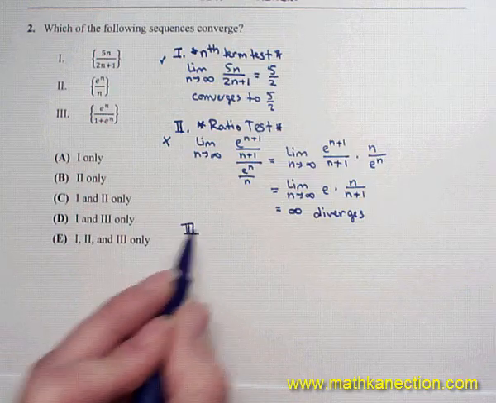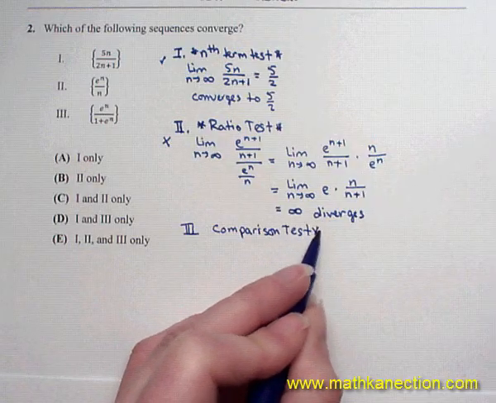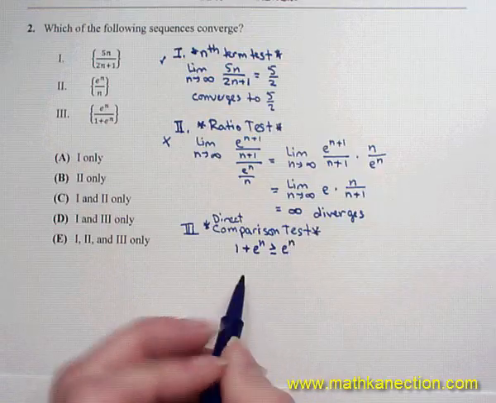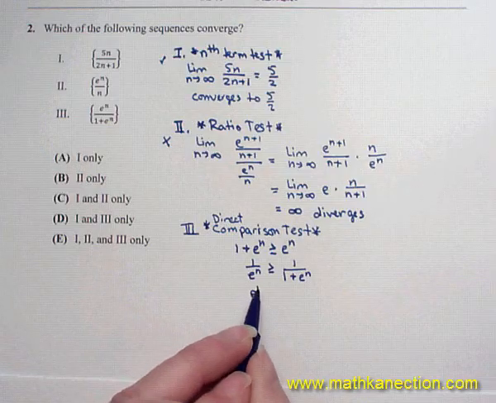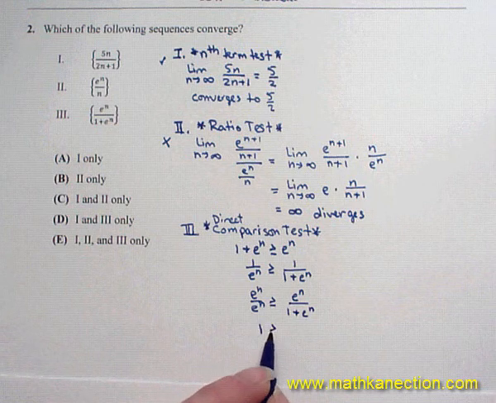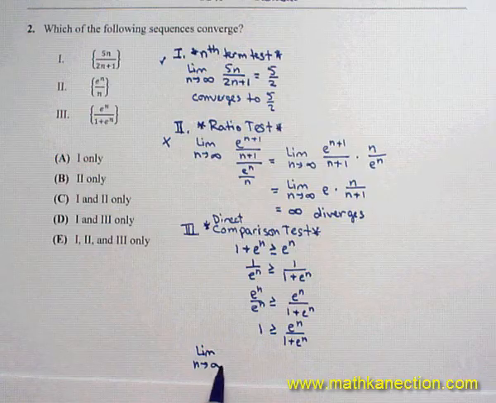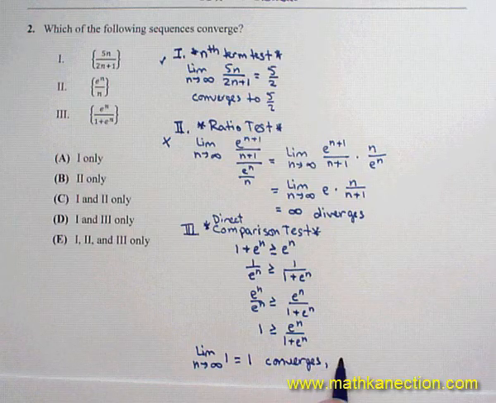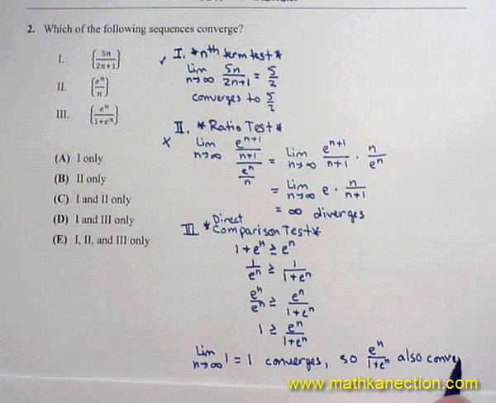And then the third one, we'll do a comparison test. So direct comparison, looking at 1 plus e to the n is greater than or equal to e to the n. So 1 over e to the n is greater than or equal to 1 over 1 plus e to the n. Multiplying by e to the n over e to the n is greater than or equal to e to the n over 1 plus e to the n. So that means that 1 is greater than or equal to e to the n over 1 plus e to the n. So the limit as n goes to infinity of 1 is equal to 1, which means that that converges. So then the e to the n over 1 plus e to the n sequence will also converge.